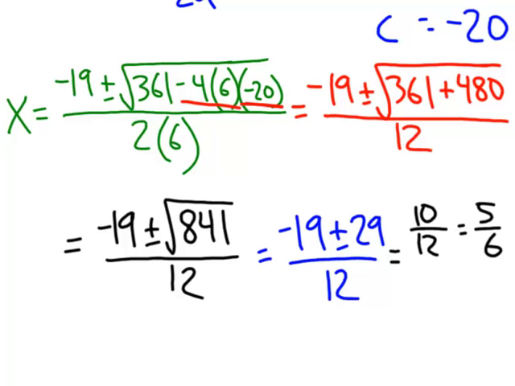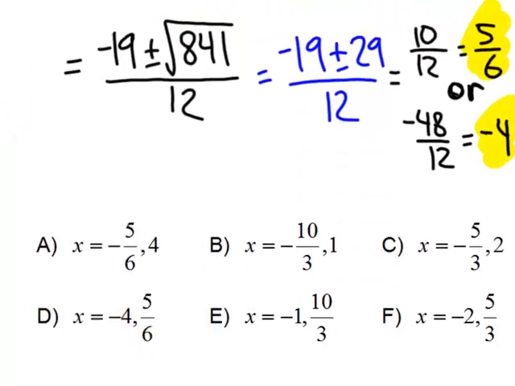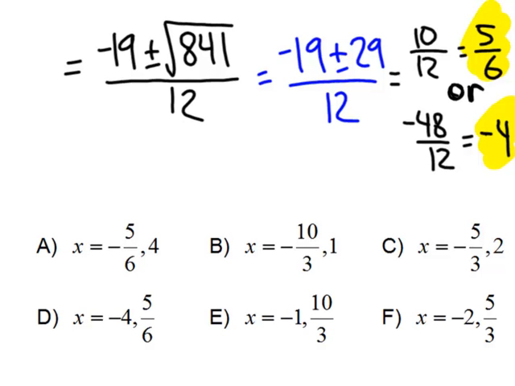If we do the minus, so we had plus or minus, so let's write or. Negative 19 minus 29, that will give us negative 48 over 12. That reduces to a nice clean negative 4. So our two solutions to this quadratic equation are 5/6 and negative 4. Let's look at our answer choices. And we see that positive 5/6 and negative 4, that is answer choice D.